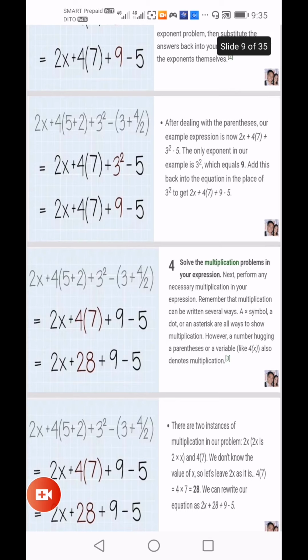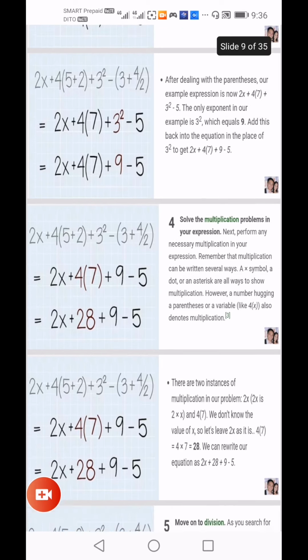After dealing with the parentheses, our example expression is now 2 times (2x plus 4) times 7 plus 3 squared minus 5. The only exponent in our example is 3 to the second power, which equals 9. Add this back into the equation in the place of 3 squared to get 2 times (2x plus 4) times 7 plus 9 minus 5.